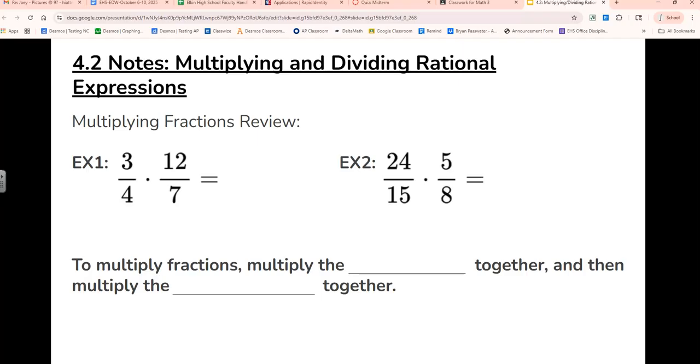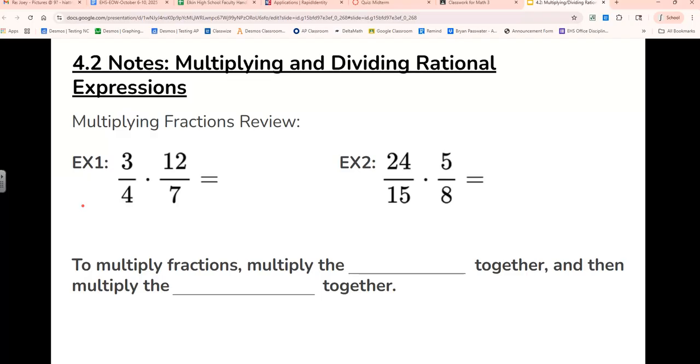Because do you have to have common denominators to multiply fractions? You do not. You have to have them to add or subtract. That's why we're multiplying and dividing before we add or subtract, because it's a little bit easier. Who can tell me what I need to do to multiply fractions? Straight across. Not cross multiply.